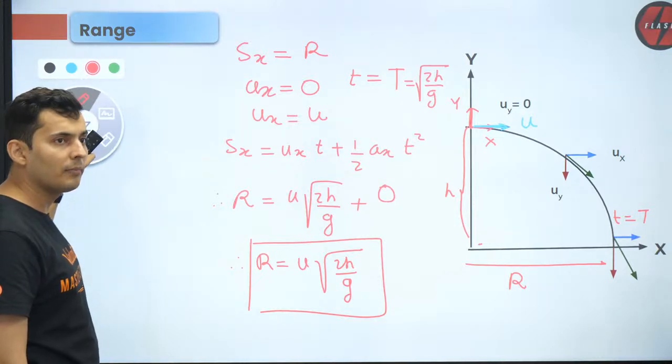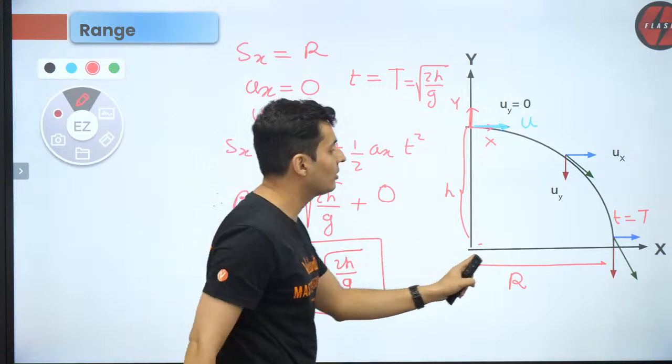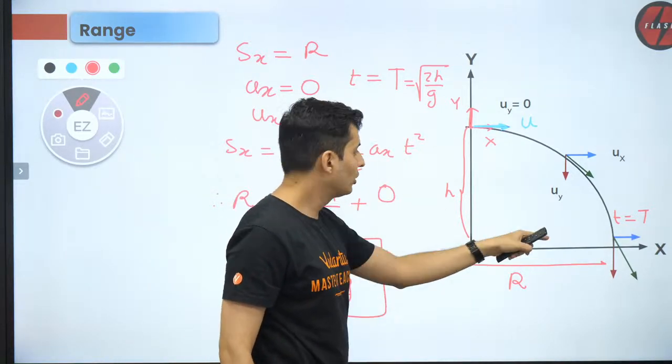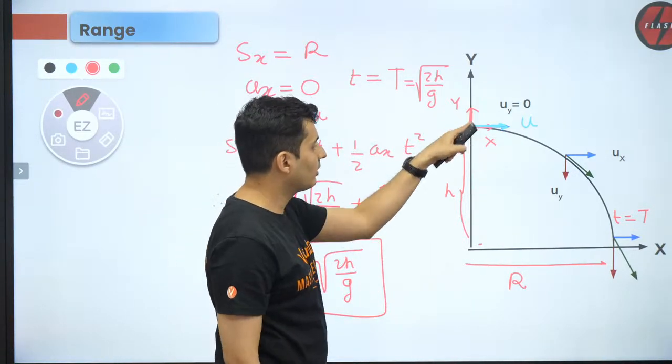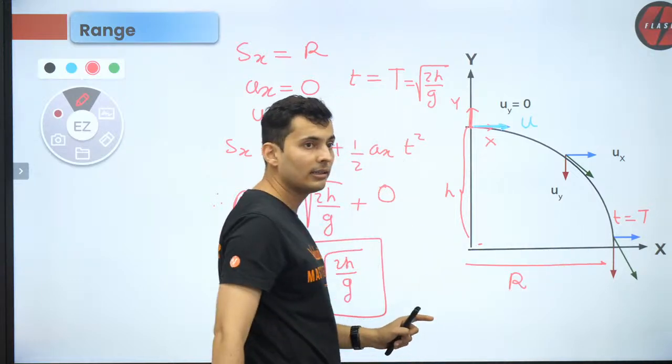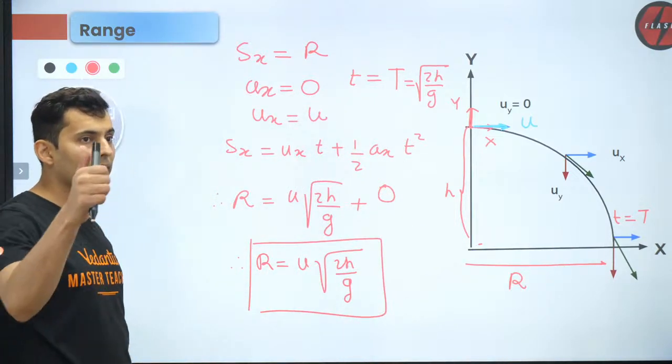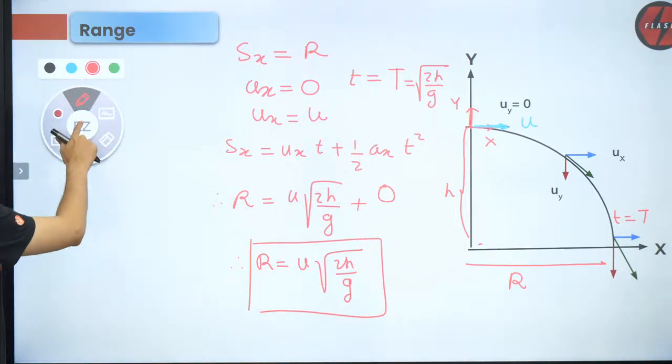Okay, Rishabh, Quantum, Mohammad. Total range is this only. Range is always measured from the foot of the hill, not this. You are projecting it from here, but range is always measured from the foot of the hill, unless specified otherwise. Okay, Asim, okay, Quantum, okay.